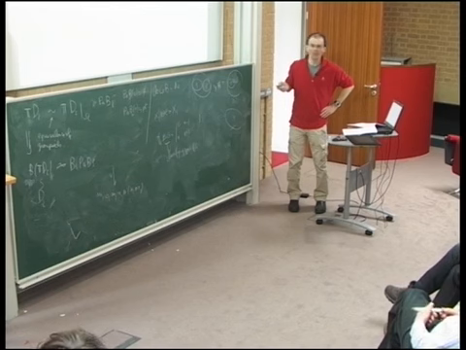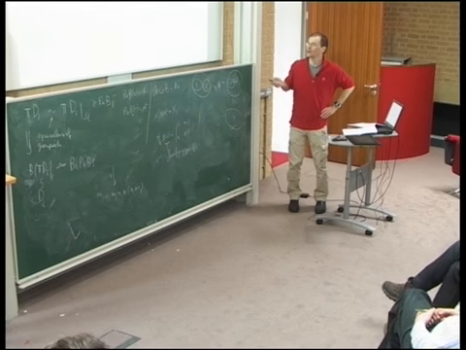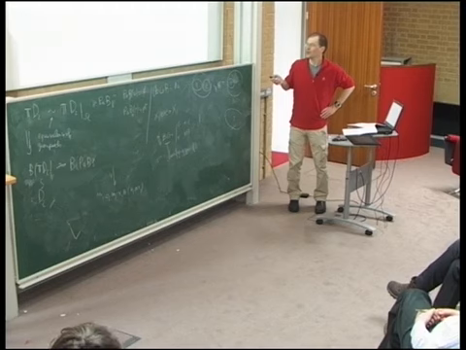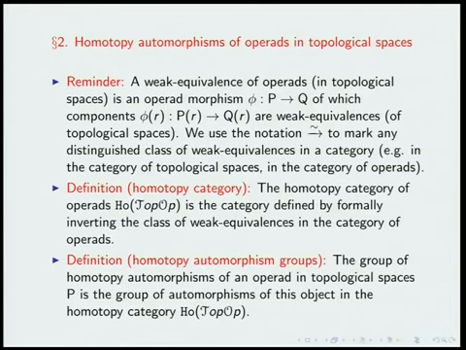Then you also have homotopy automorphism groups. What I call the group of homotopy automorphisms of an operad P in topological spaces is just the group of automorphisms of this object in the homotopy category. From that definition, it's completely impossible to compute this group, or even to prove that it's a well-defined set. That's why I need another definition. But you see, this is the kind of thing that we deal with.